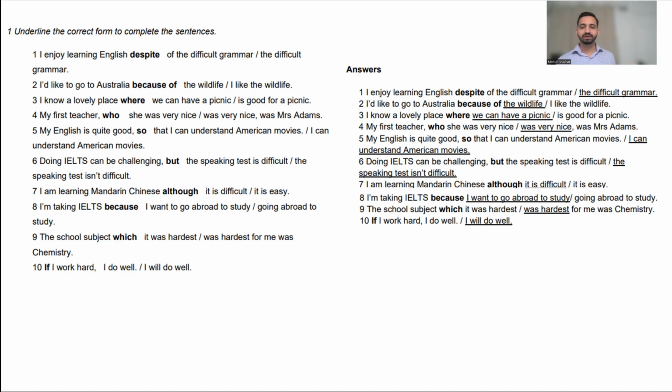I am learning Mandarin Chinese, although it is difficult. But although is also used to contrast here, right? So it's difficult and I'm learning, even though it's difficult. You can also use even though here. You can't say it's easy because you're not contrasting. Then you're saying you can use because it's easy, but you can't use although, and then you're using it is easy, although it's easy, right? So you're not contrasting. So it would not make logical sense here.